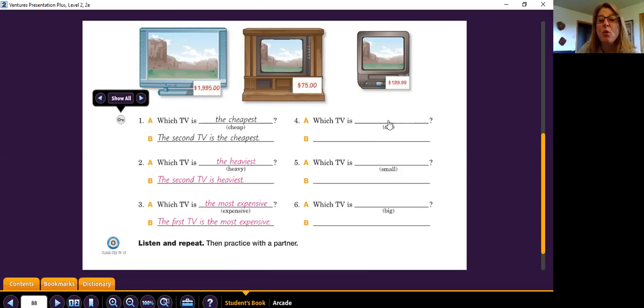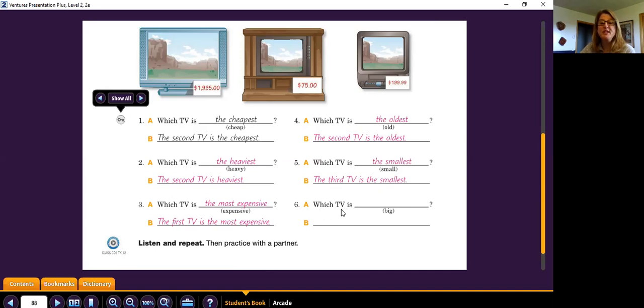Number 4, so old becomes the oldest. Which TV is the oldest? Okay, choose your answer, pause and write. The second TV is the oldest. Okay, small is going to be the smallest. Which TV is the smallest? So now you're comparing size. Pause the video and write your answer. The third TV is the smallest.